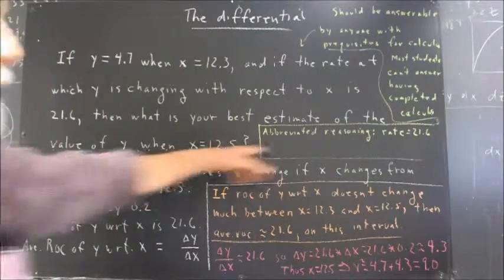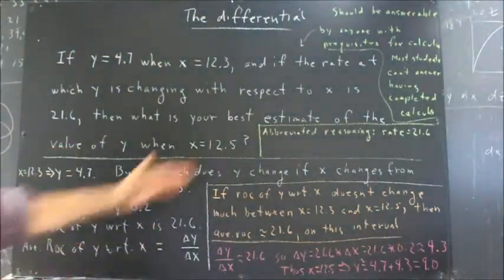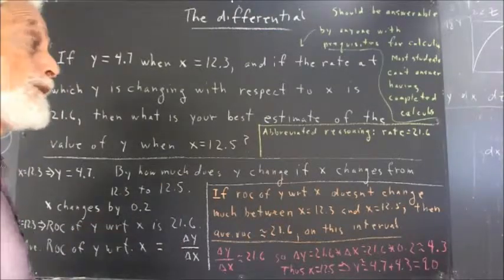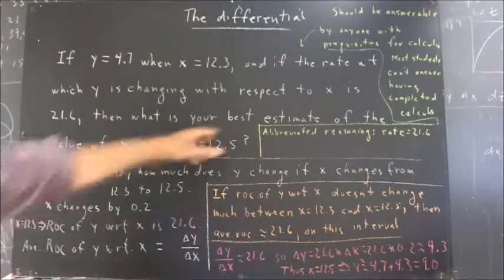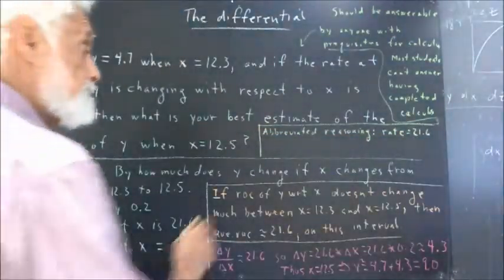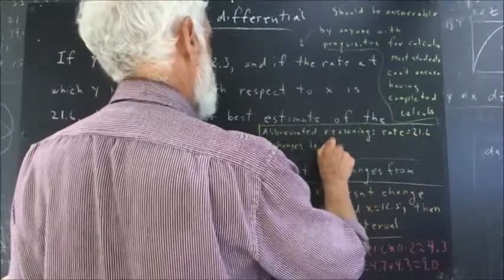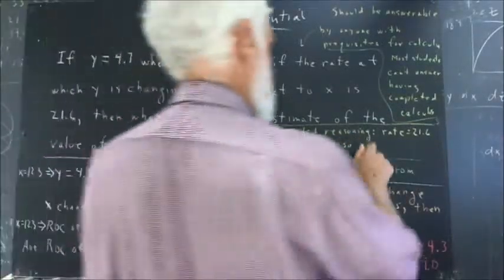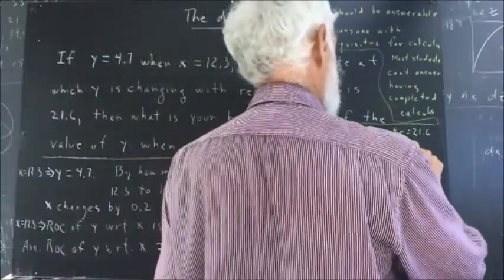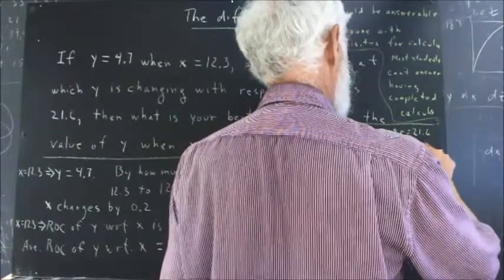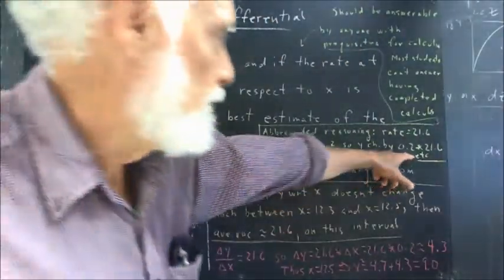Okay, now, an abbreviated reasoning for this problem. If you haven't thought about these problems enough to immediately think of the abbreviated reasoning, if you've got to think through all these steps and definitions, then you need more familiarity with the situation, with this kind of thinking. Because this kind of thinking is very basic to calculus and its application. So, abbreviated reasoning: rate is 21.6. x changes by 0.2, so y changes by 0.2 times 21.6. And the rest is just obvious. I'll put the etc. there.